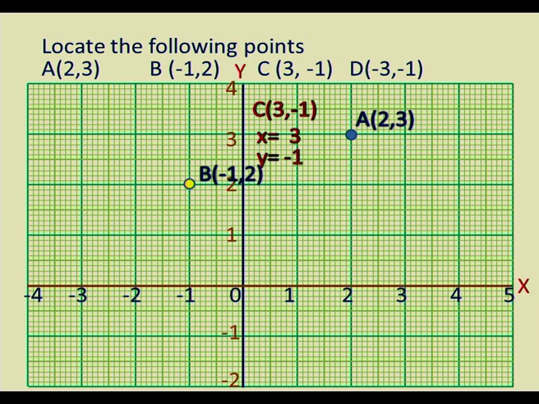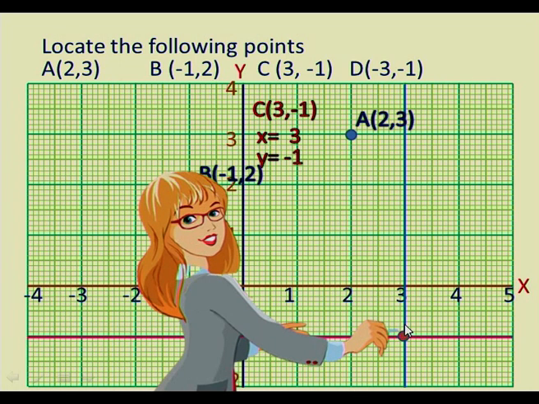That means, first I have to draw a line which is passing through x is equal to 3. Are you able to see? Now, y is equal to minus 1, I have to draw. Both are intersecting at this particular point, right? Now, she has located that point. What is that point called? C is 3 comma minus 1.